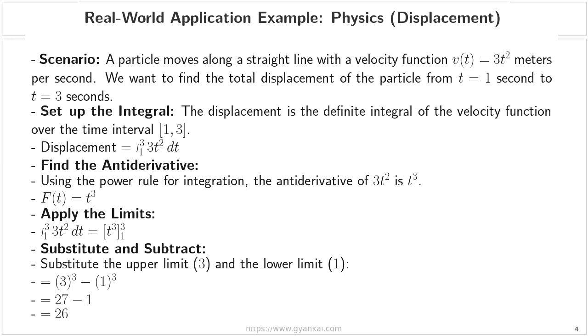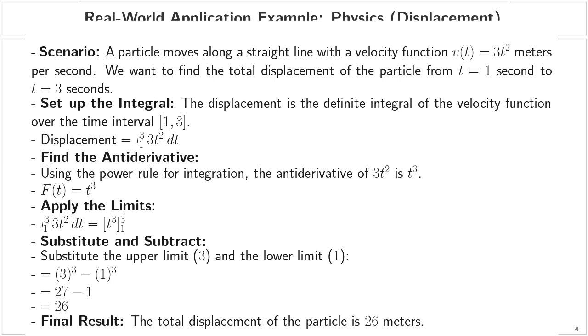Then we substitute the lower limit, 1, into t cubed, which gives us 1 cubed, or 1 times 1 times 1, which equals 1. Subtracting these values, we have 27 minus 1, which equals 26. Therefore, the total displacement of the particle from t equals 1 second to t equals 3 seconds is 26 meters. This demonstrates how the definite integral, evaluated using antiderivatives, allows us to solve a practical problem in physics.